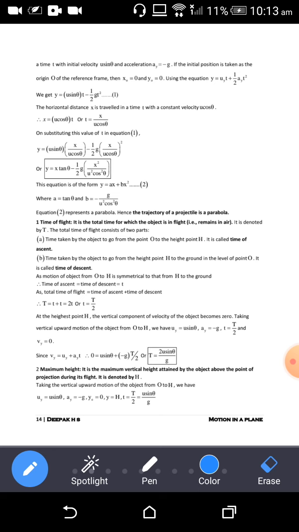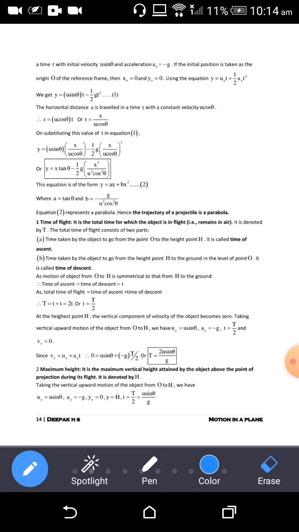On substituting the value of t in equation 1, you are going to get y is equal to u sin theta into x divided by u cos theta, minus half into g into x divided by u cos theta whole square. On simplifying that, you get y is equal to x tan theta minus half into g into x square divided by u square cos square theta.